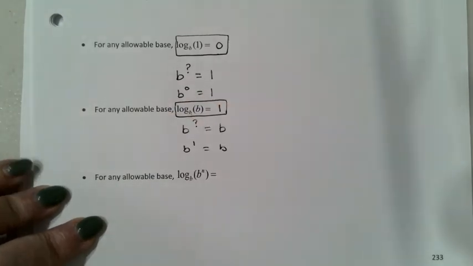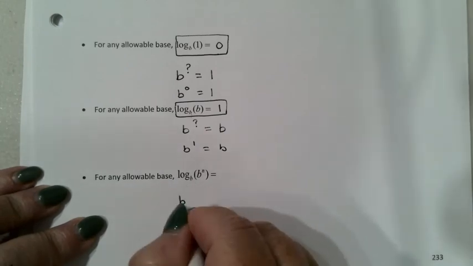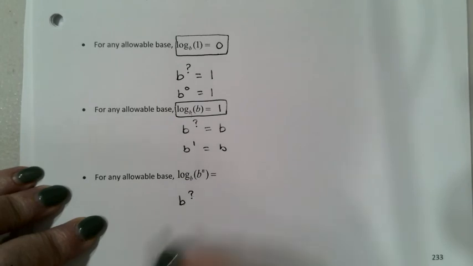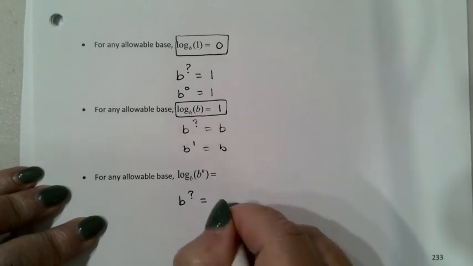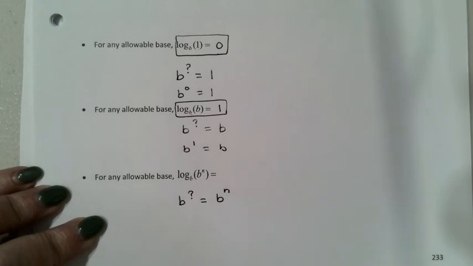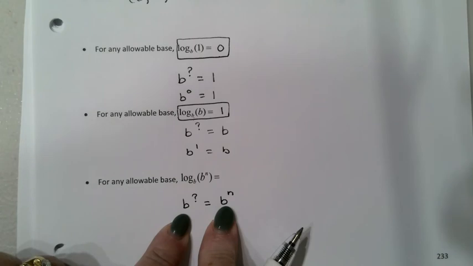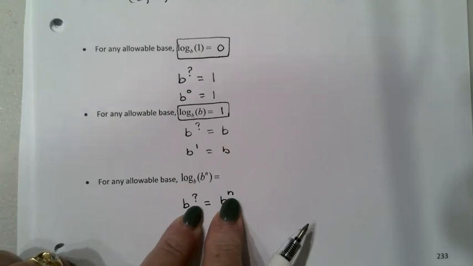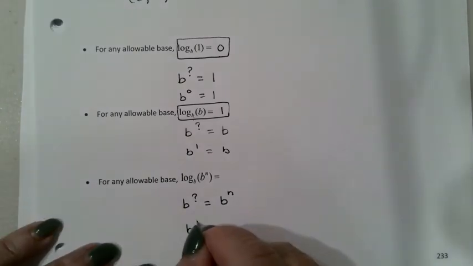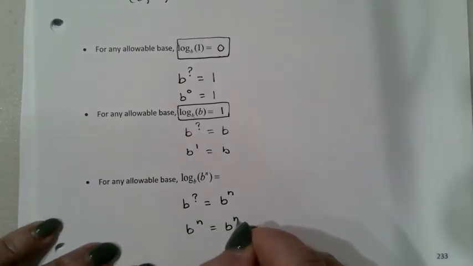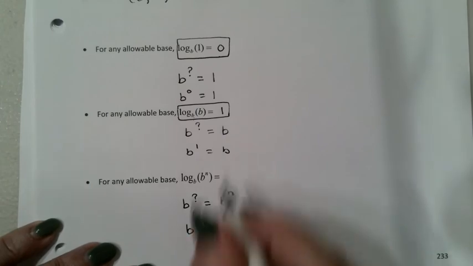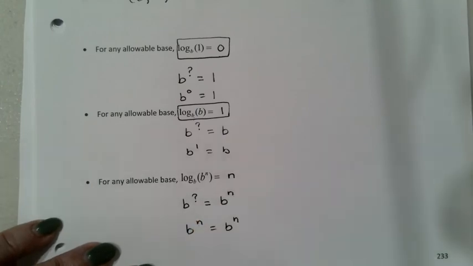And this last one, the log base b of b to the n power. So my base is b. I want to know what exponent would I have to use to turn that into b to the n. Well, just by comparing those two sides, we've got the same base. Therefore, in order to be equal, we'd have to have the same power, right? It's going to look a little weird, but I'm basically saying that b to the n is b to the n. So my missing exponent is n.